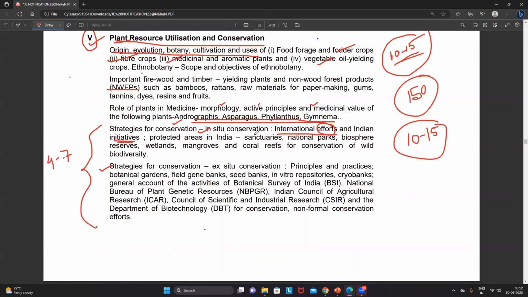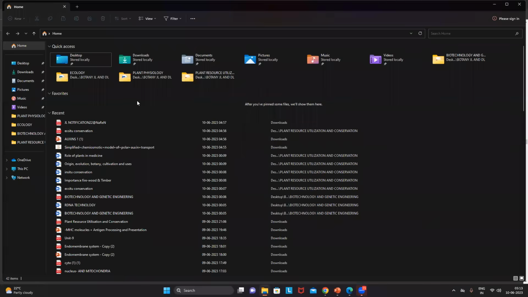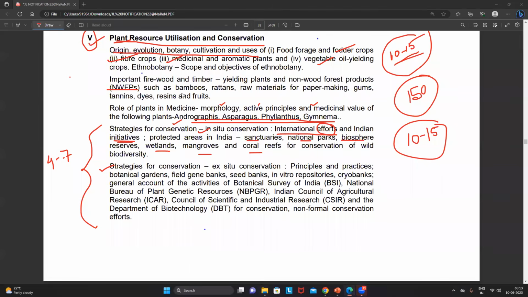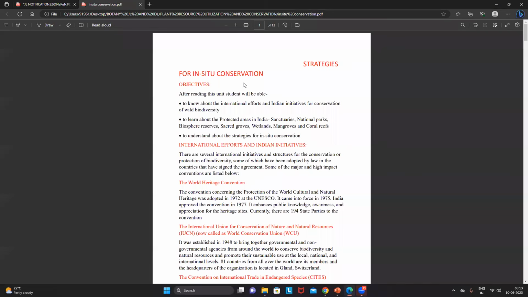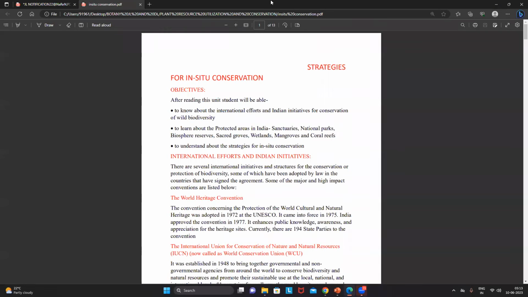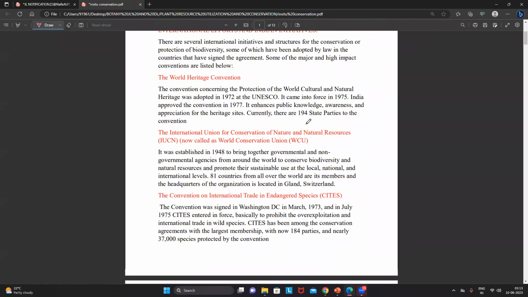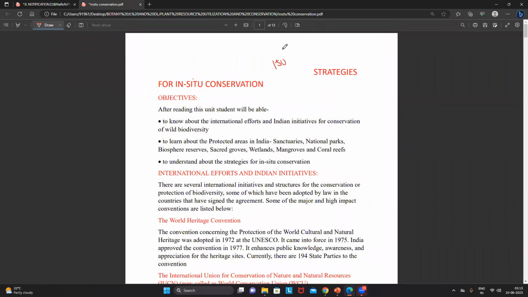Then followed by, they have clearly mentioned sanctuaries, national parks, biosphere reserves, wetlands, mangroves, coral reefs. Anyway, I will give you the entire study material, don't worry. We have prepared the complete study material for most of the units. Now remember everyone, you need not touch anything else. Just keep the PPT and read the study material. Out of 150 questions, if you read the study material very correctly, you can get 140 questions very easily from here only.